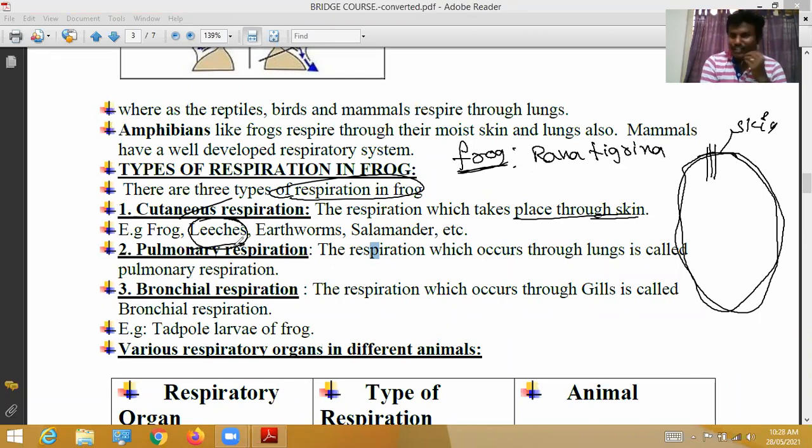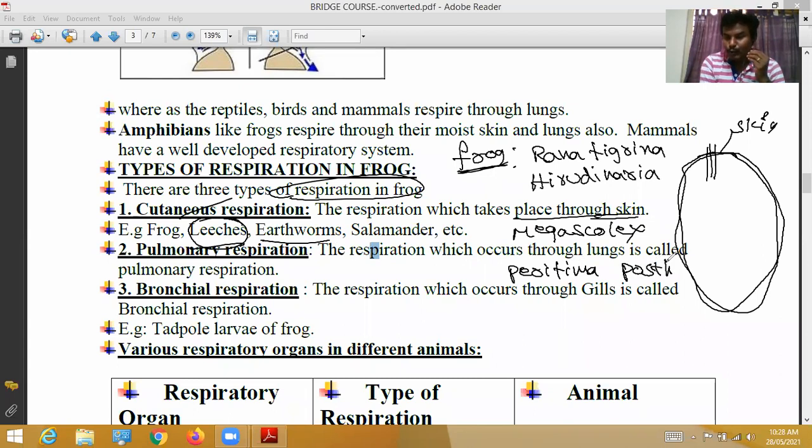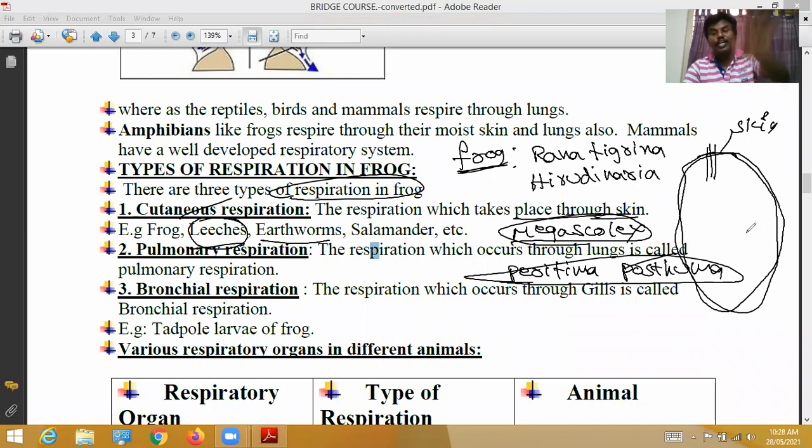Rana tigrina. Leech. Everybody knows that. The scientific name of leech is Hirudinaria. Earthworm. The scientific name of earthworm is Megascolex. Peritima postuma is one species of earthworm, very commonly found in our surroundings.